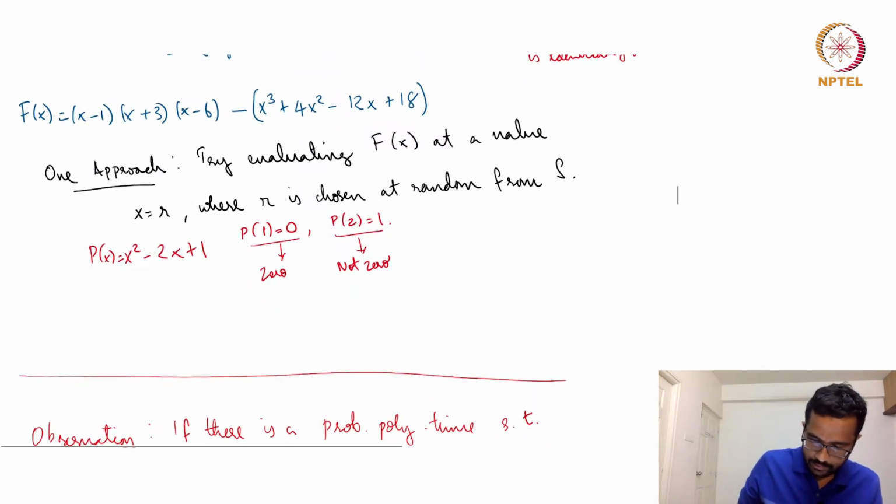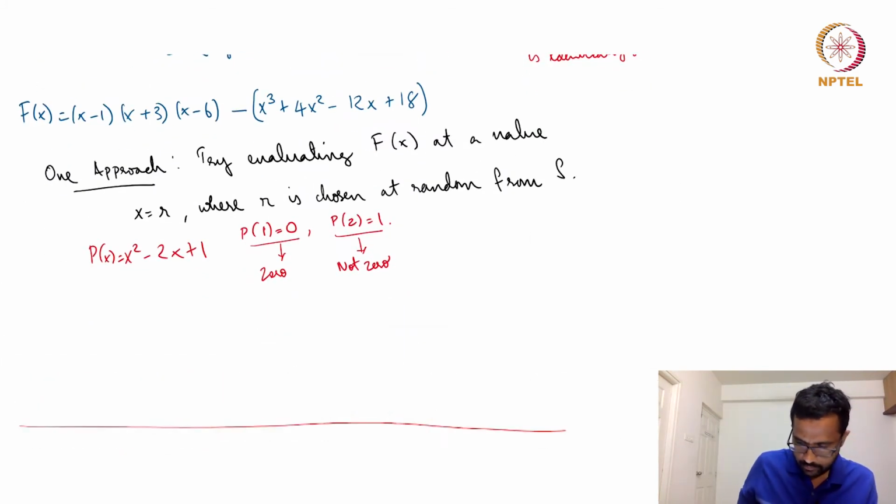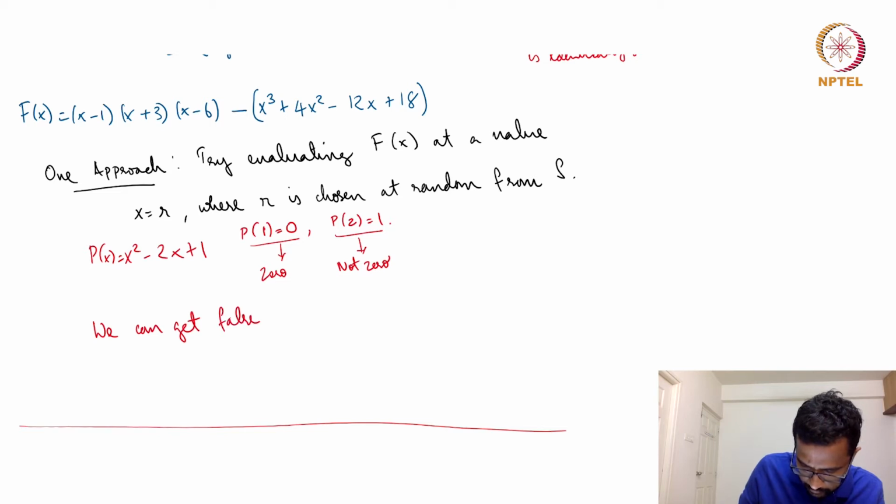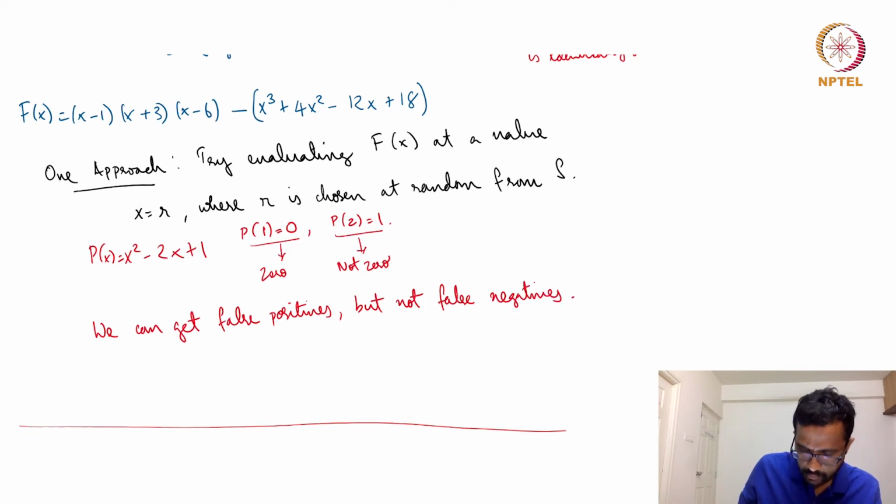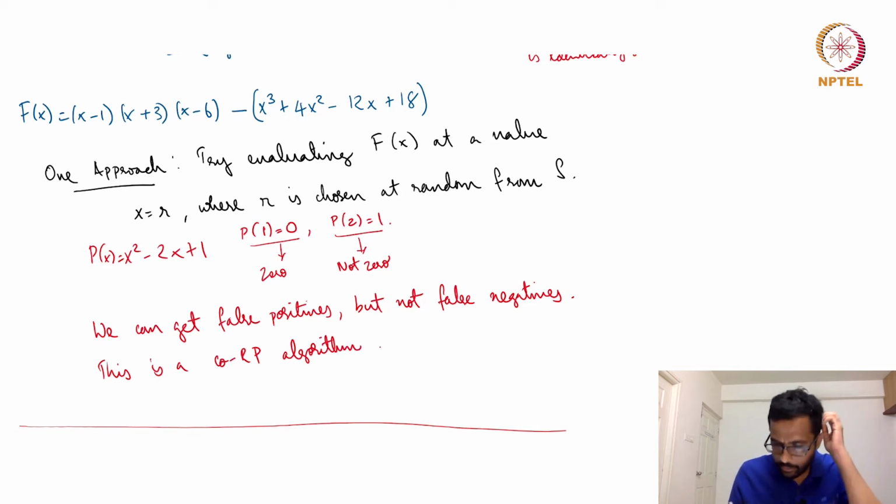So we can get false positives, but not false negatives. So this is a co-RP algorithm. It's a polynomial time algorithm. You evaluate the polynomial at a certain value, right?